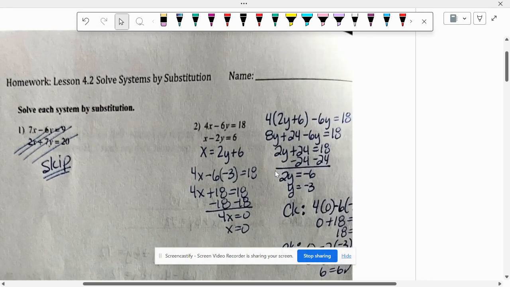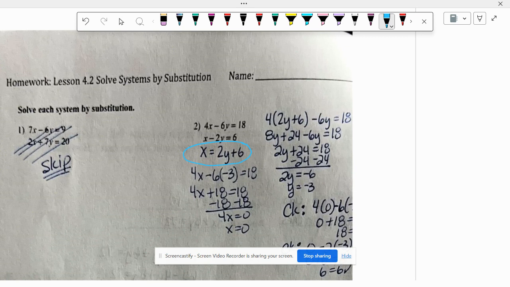So for number 2, I solved equation number 2. I got x all by itself. That's what this is right here. You see x equals 2y plus 6.